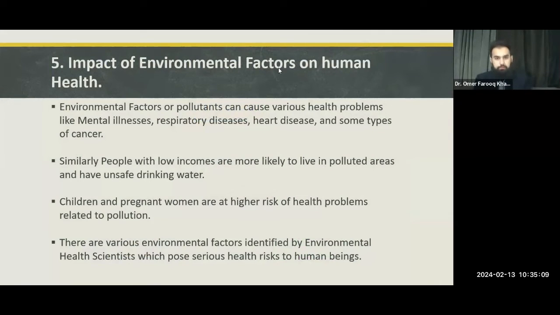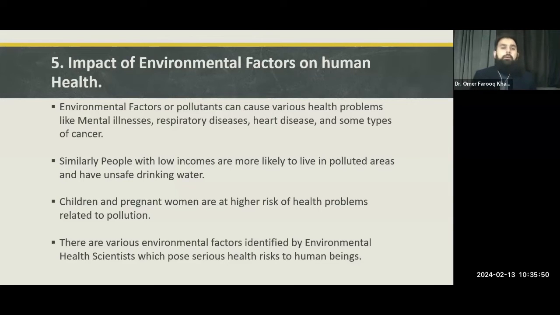Environmental factors or pollutants can cause various health problems like mental illnesses, respiratory diseases, heart disease, and sometimes cancers as well. Similarly, people with low incomes are more likely to live in polluted areas and have unsafe drinking water. Children and pregnant women are at higher risk of health problems related to pollution. Then there are various environmental factors identified by environmental health scientists which pose serious health risks to human beings.